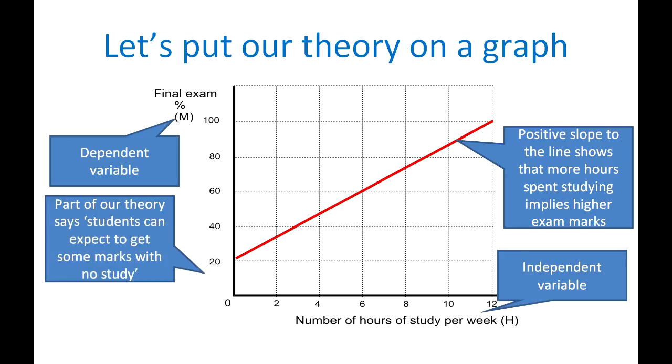The positive slope of the line shows that more hours that students spend studying will imply higher examination marks. But notice that because we've started the line somewhere other than the origin, in other words, in this case at 20 marks, we're saying that students can gain 20 marks with zero study. So these marks will be explained by those ceteris paribus conditions, intelligence, good teaching, etc., which are not dependent, obviously, on the number of hours of study a week.